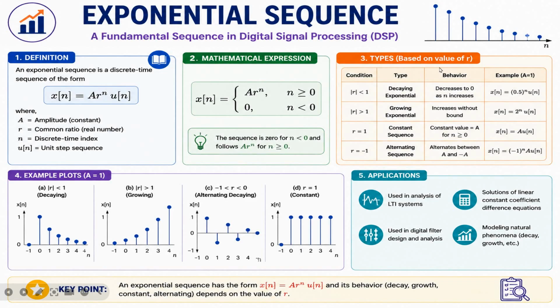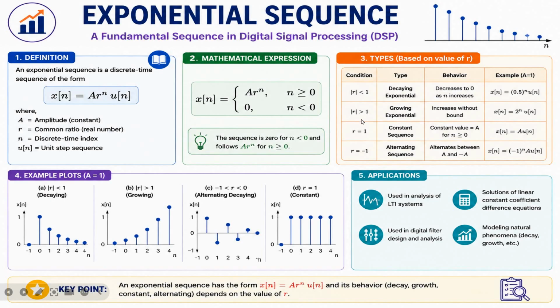Now the types of the exponential sequence based on the value of r are, here you can see the conditions, the type of the sequence, their behavior, and here we'll see one example. So if the magnitude of r is less than 1, then it is a decaying exponential sequence. That is, it decreases to 0 as n increases. For example, we can take x of n equal to 0.5 raised to n into u of n. Here we are considering a equal to 1, that is, the amplitude is 1. And here the value of r is less than 1, so we have taken r equal to 0.5.